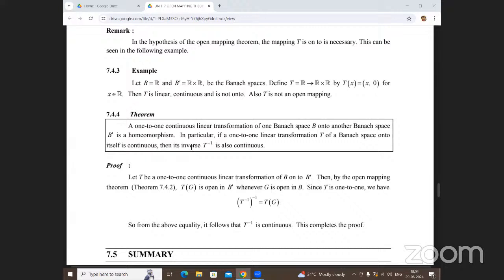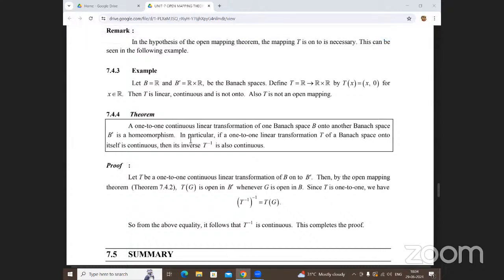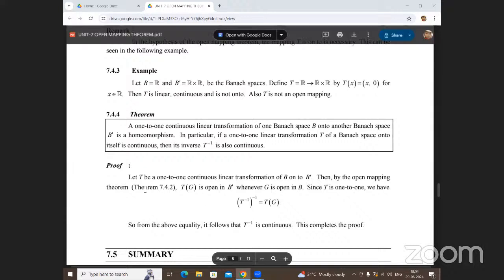And 7.4.4: the inverse of that transformation onto, through the homeomorphism, is also continuous. So there are two types of statements. This is one way, and another way is that the same statement is referred to in this manner. T is a one-to-one continuous linear transformation of B onto B dash. By the open mapping theorem, you just have to reproduce the statement.